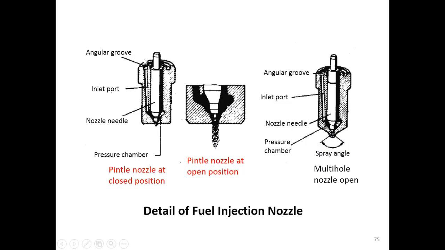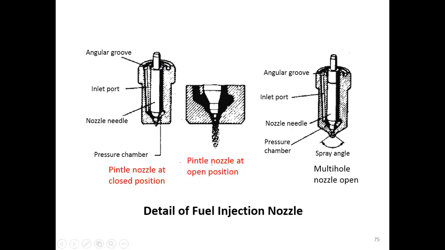Okay, and the left picture here shows you when the pintle nozzle is in the closed position. So you can see that the nozzle needle goes down here, stopping and closing this small opening here. And you see that this is the inlet port where the fuel travels inside the nozzle. And this is an annular groove inside the nozzle. Again, this is the passage for the fuel to go around the nozzle.